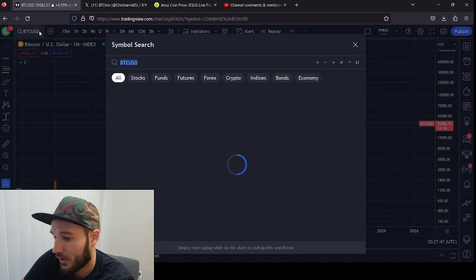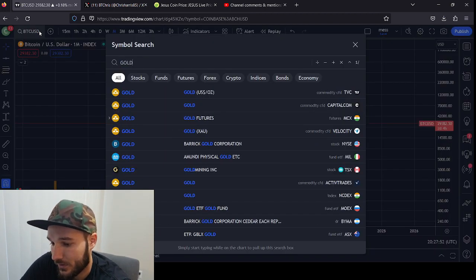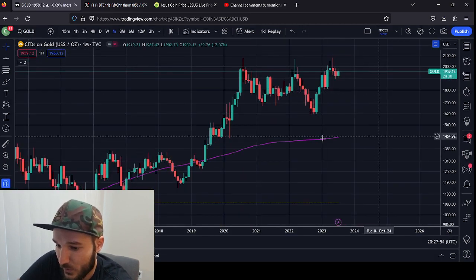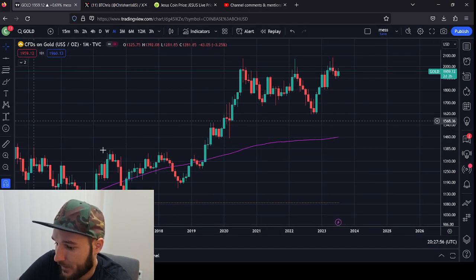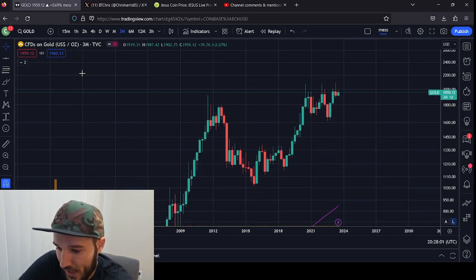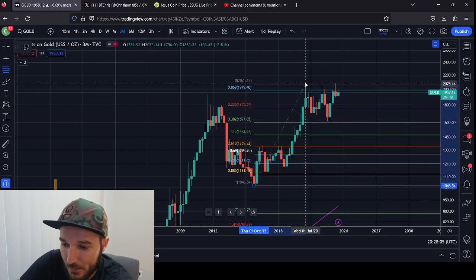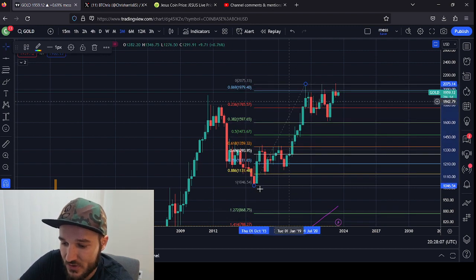We can go on other assets. You can go on, like, let's look at gold. We don't talk about gold ever, right? On the monthly here, I'm going to use the 3 month because gold is a little bit of an older asset. Each of these candles takes 3 months to form from bottom to top here, and I'm just drawing this. You can see how I draw it, right?